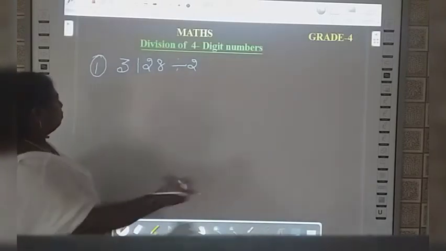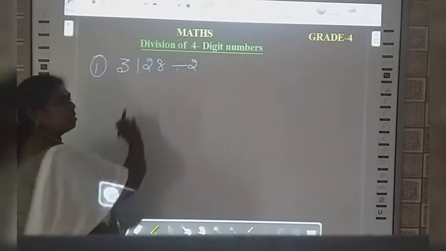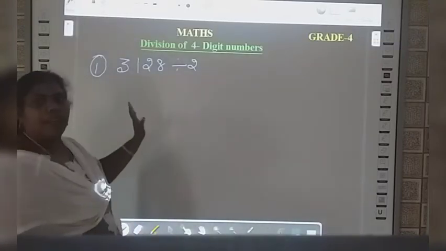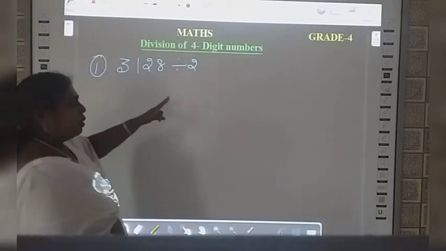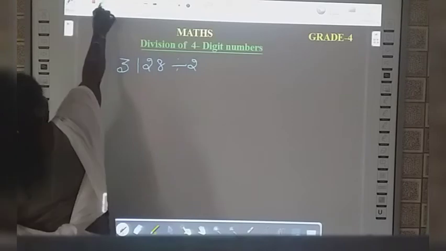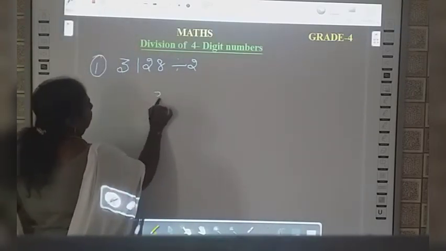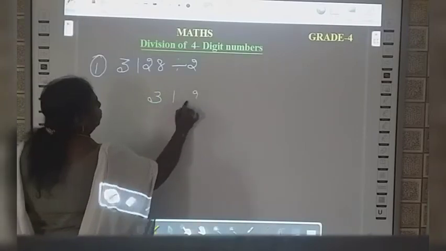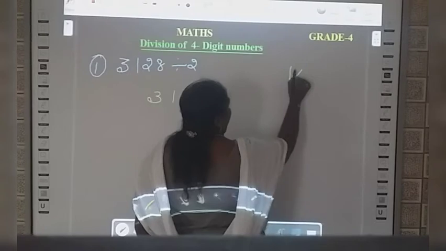See here, the first one is 3128. This is a 4-digit number. This is the dividend. Here the divisor is 2. So here we are going to use the 2 table, right? First we can write 3128. You can write the table also, no problem.